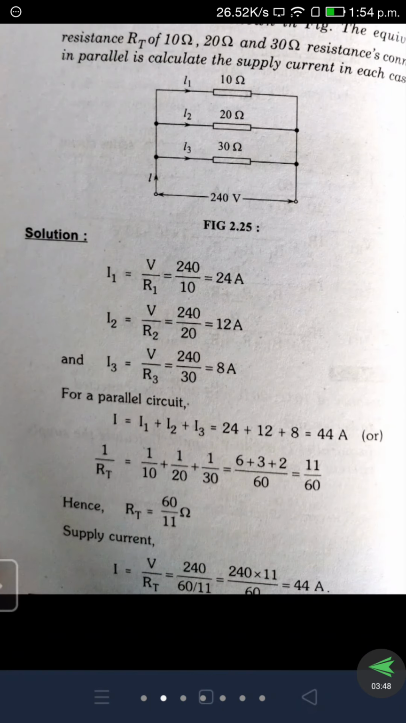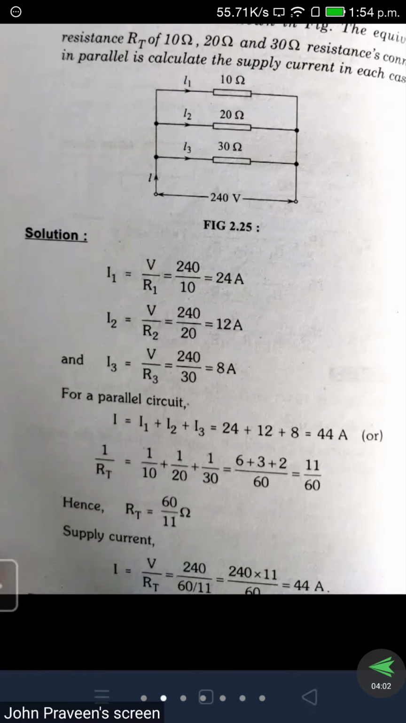I1 is equal to V by R1, that implies 240 by 10, which is 24 amperes. Similarly I2 is V by R2, 240 by 20, which gives 12 amperes. Next I3 is equal to V by R3, 240 by 30, which gives 8 amperes. In a parallel circuit, I is equal to I1 plus I2 plus I3, that implies 24 plus 12 plus 8. We get the value as 44 amperes. This is one method.